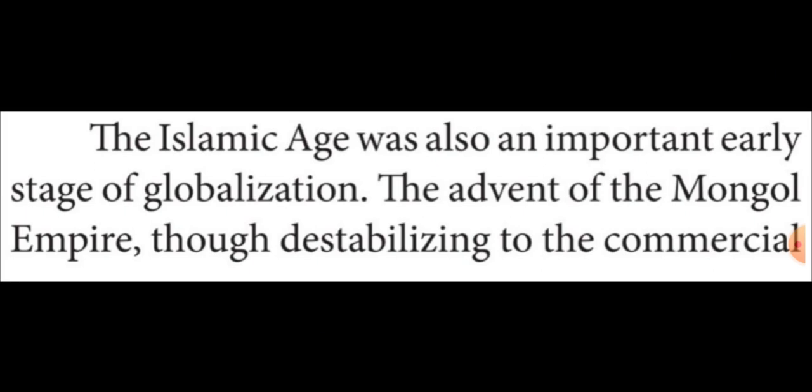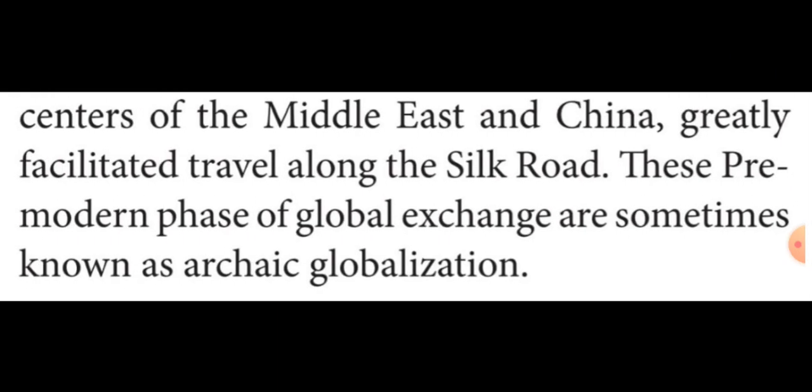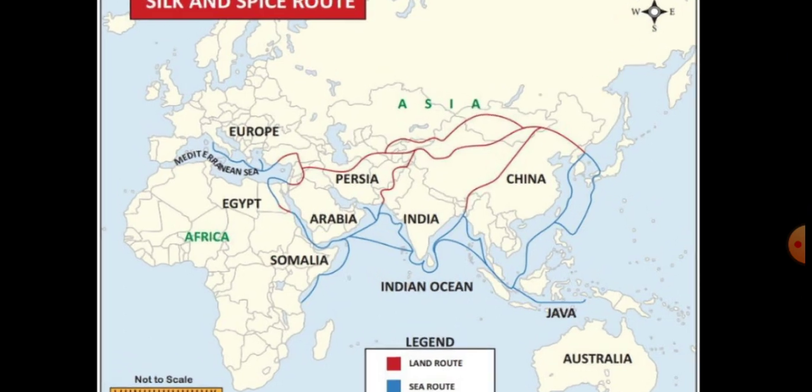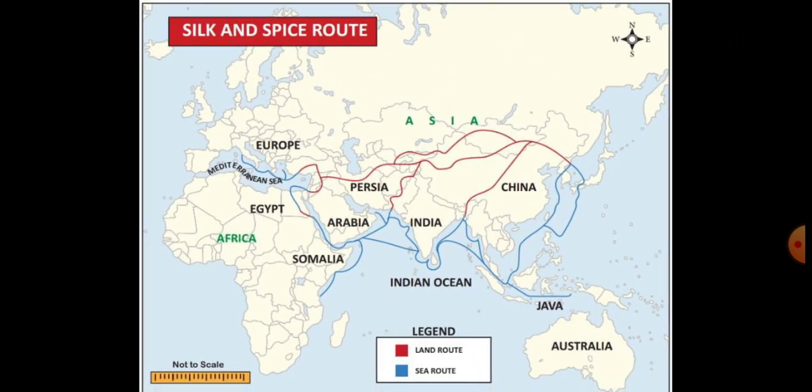In this period, for the purpose of trade, the commercial centers of the Middle East and China constructed the Silk Road and Spices Road. Did you see the map, students? This is the Silk Road and Spices Road. Through these roads they imported and exported silk and spices, so these roads got the names Silk Road and Spices Road.